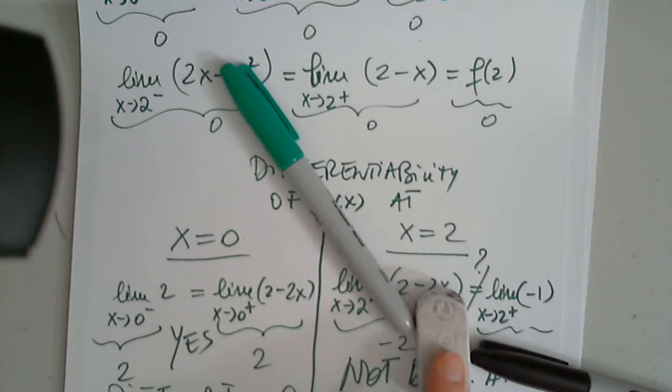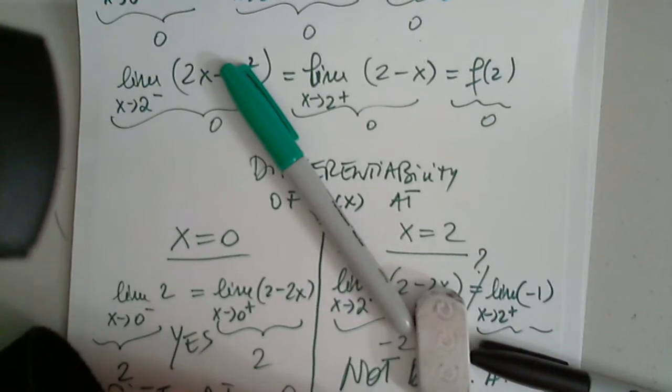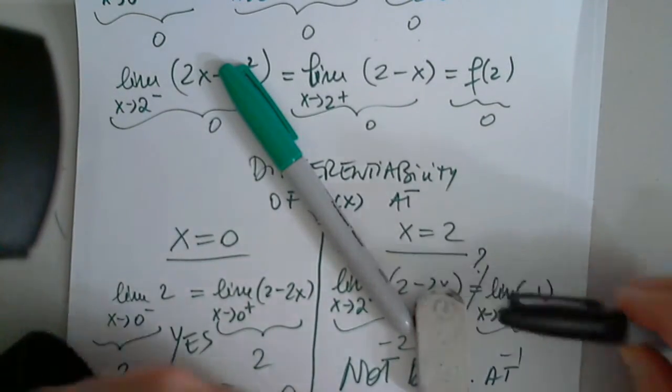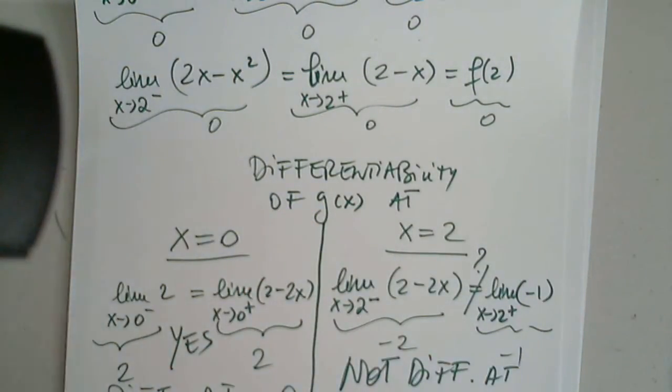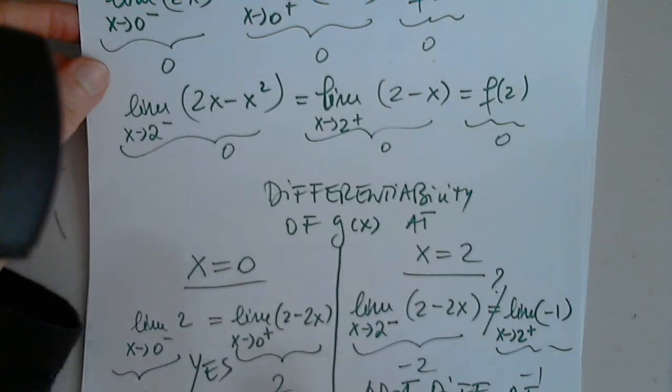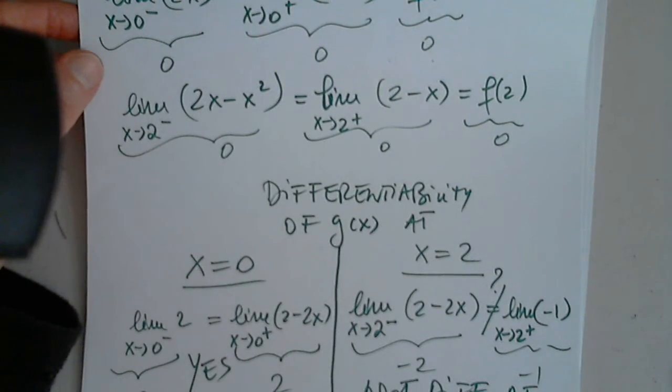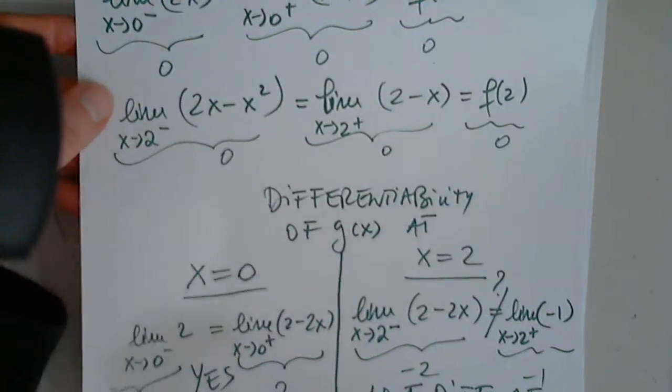So at the point with x equals 2, the derivative will have a jump. On this side, -2, on this side, -1. So therefore, the original function is not differentiable at 2. So now, final step, we are asked to graph both.